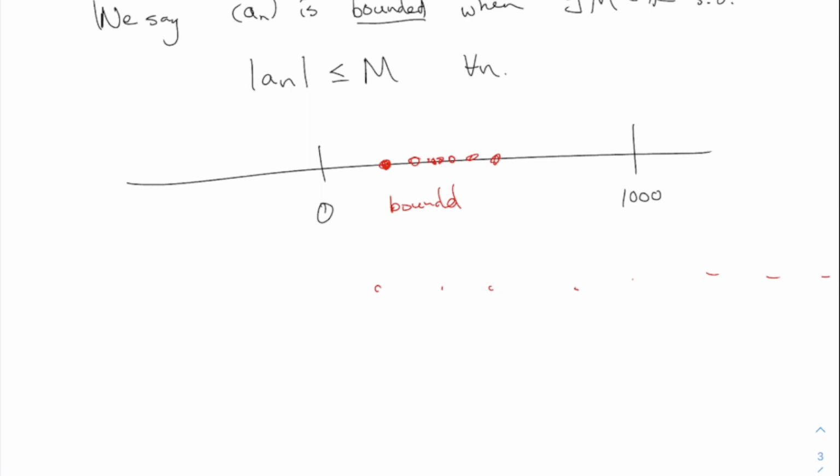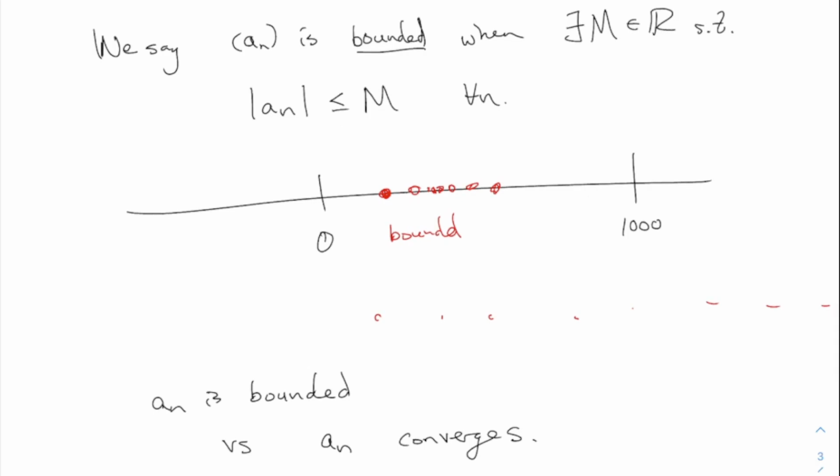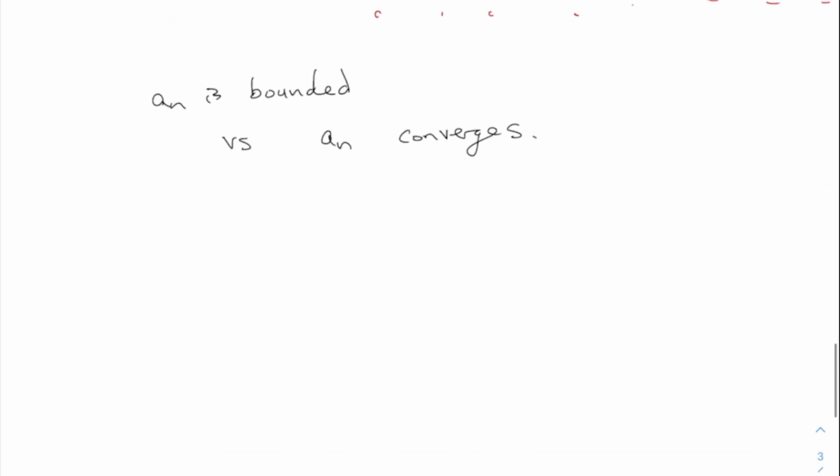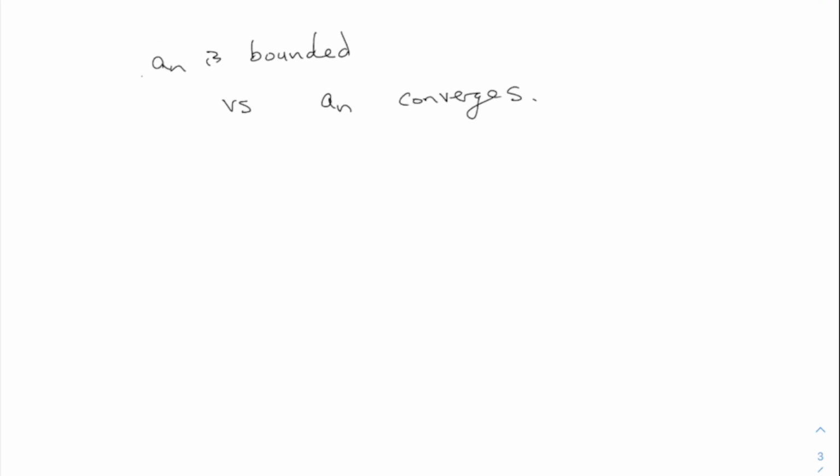What I want to talk about is the relationship between bounded and converging. All right. So a_n is bounded versus a_n converges. These are not the same concept. Bounded is actually, from an abstract point of view, a much simpler concept. This is what bounded means. Converge means for all epsilon there's some N, blah, blah, blah. That's a more complicated definition. But bounded is simpler.